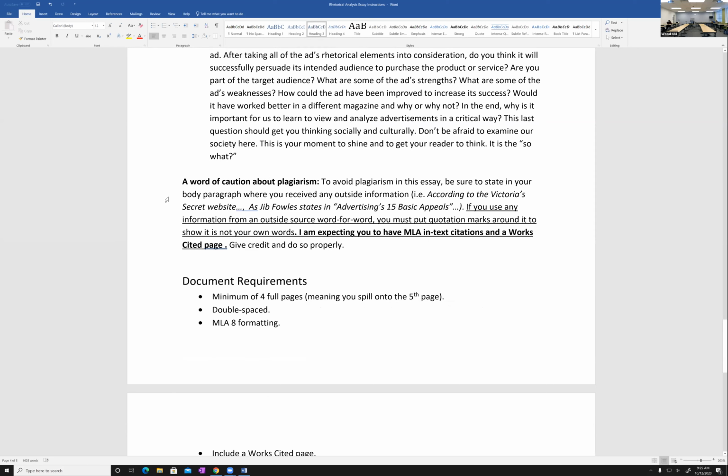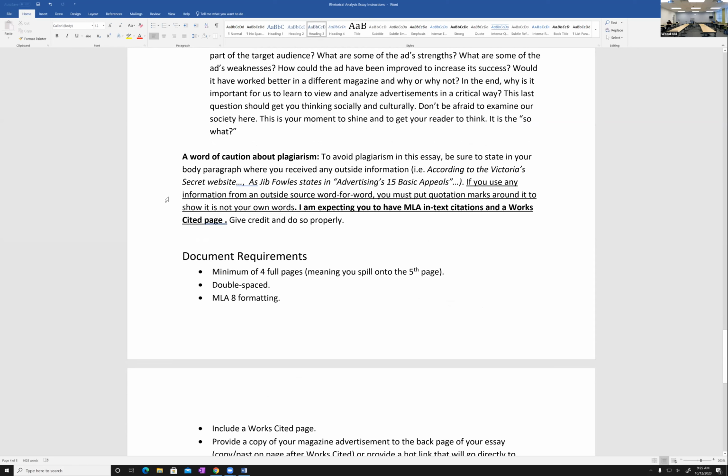Now, I just want to caution you about plagiarism in this. I have told you very specifically you need to cite in specific sections because we were working on the promise. You did not know this information off the top of your head unless this is your field or career. So make sure you are citing properly. Now, again, we use signal phrases, things like according to Victoria's Secret website, or you might say, as Jib Fowles states in his Advertising 15 Basic Appeals article. Those are signal phrases. In other words, you're introducing it to the reader.